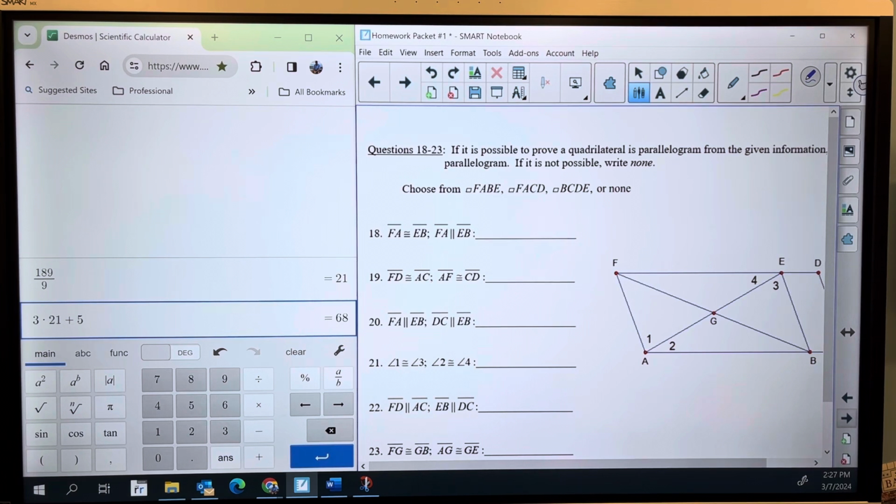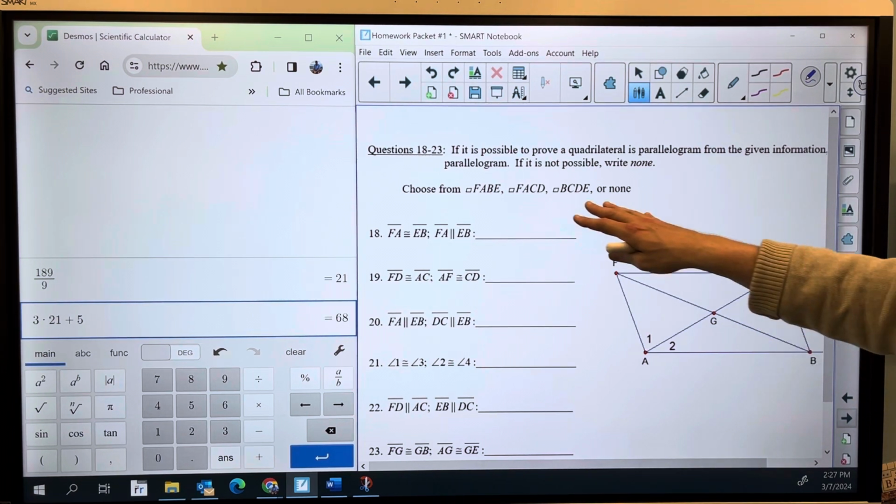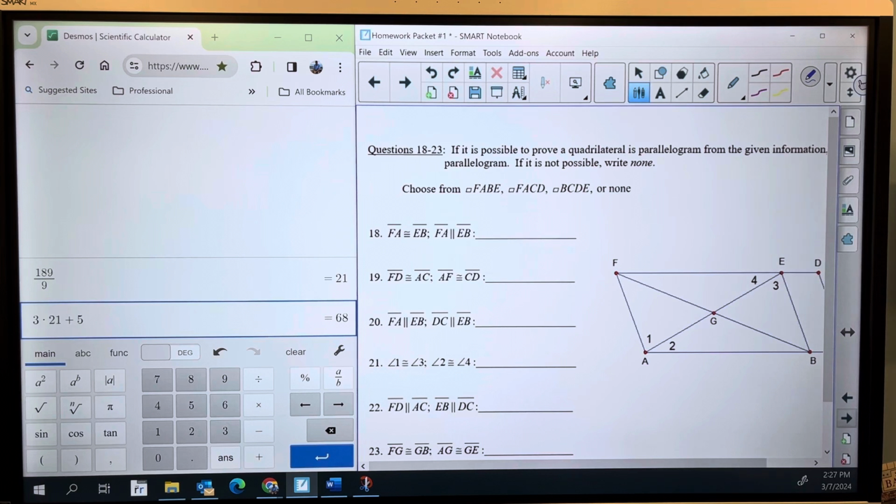All right, we got a long run of problems here. Given the picture, given the information, is it possible to prove a quadrilateral is a parallelogram from the given information? If it's not possible, write none. If it is possible, then we're supposed to choose from one of these 3 options here. So I'm going to look, and I've got a lot to write and then erase because every problem starts over.